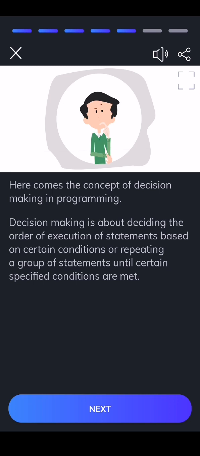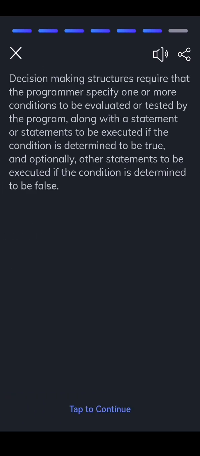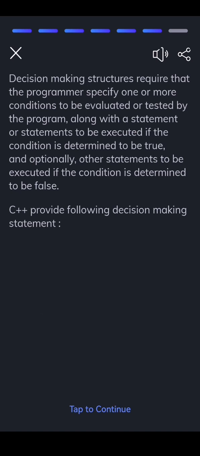Decision making is about deciding the order of execution of statements based on certain conditions, or repeating a group of statements until certain specified conditions are met. Decision making structures require that the programmer specify one or more conditions to be evaluated or tested by the program, along with the statement or statements to be executed if the condition is determined to be true, and optionally other statements to be executed if the condition is determined to be false.